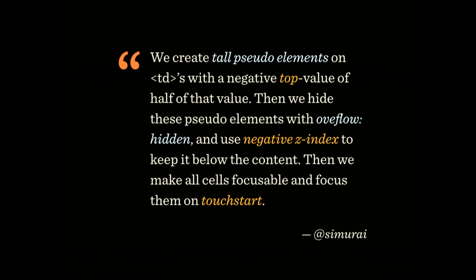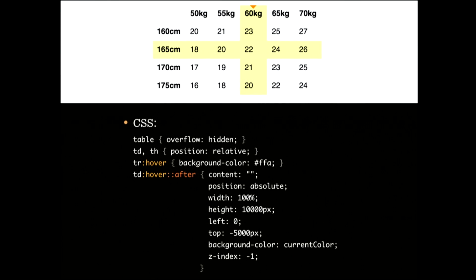All right, this is really nasty. Maybe you should not be using CSS for this, but you can, right? We can create a huge pseudo element on top of that table with a negative top value of half of that value. Then we hide these pseudo elements with overflow hidden, put it on the table, and then we use a negative z-index so we can actually copy paste the content. And we've got it. Then we can, of course, also make all cells focusable and focus them on touch start, maybe with a bit of JavaScript, right? But when I saw this for the first time in my life, I literally freaked out and even cried a little bit. Just a little bit. Because you can apply pseudo elements on pseudo classes, and pseudo classes on pseudo elements, you can apply pseudo elements on pseudo elements, probably, and you can apply pseudo classes on pseudo classes.